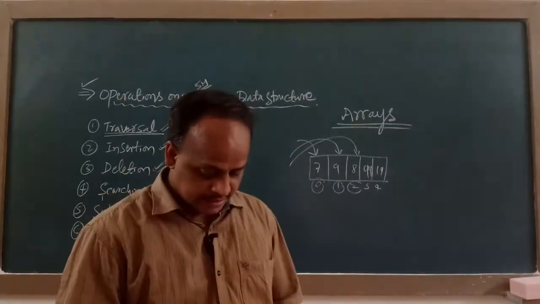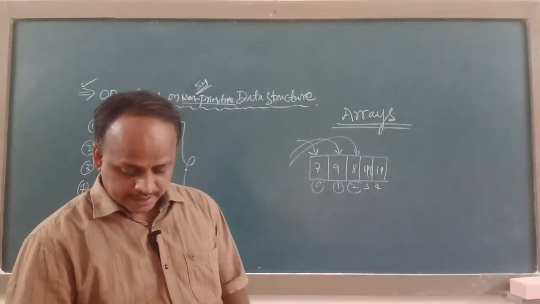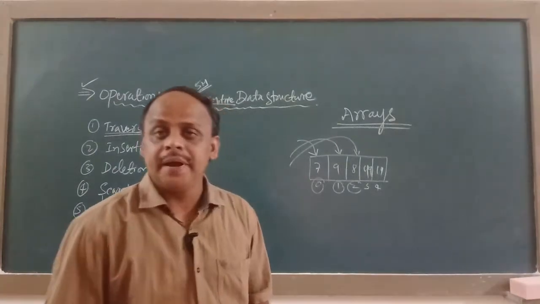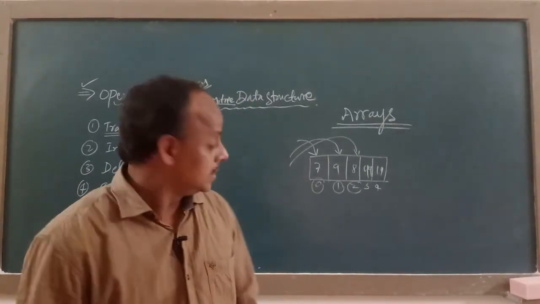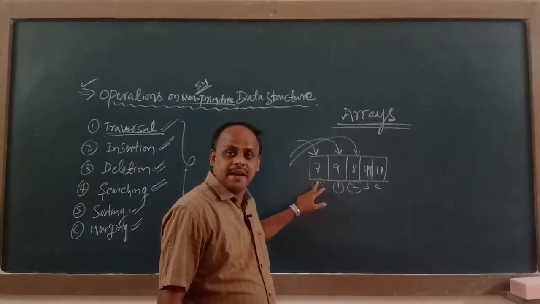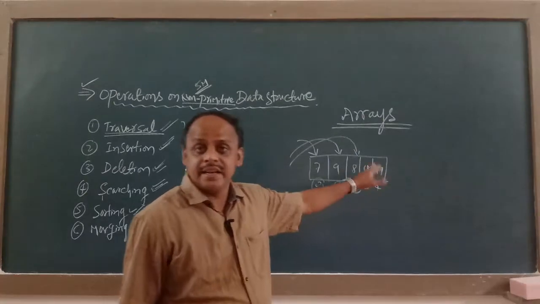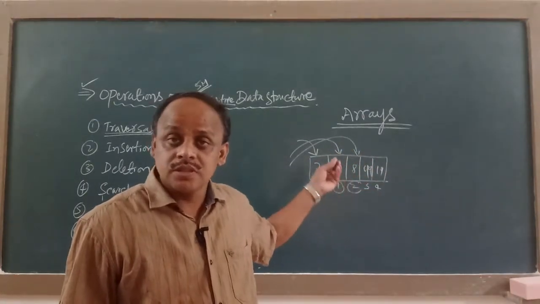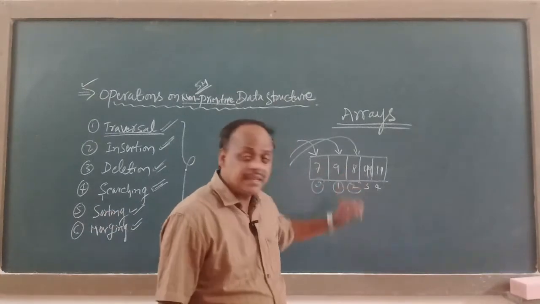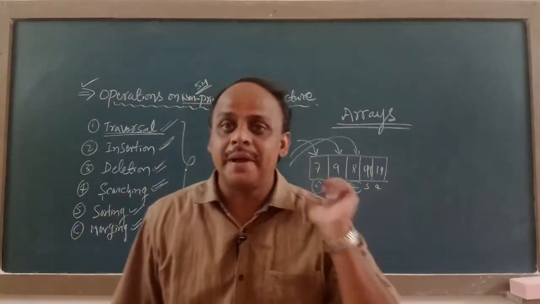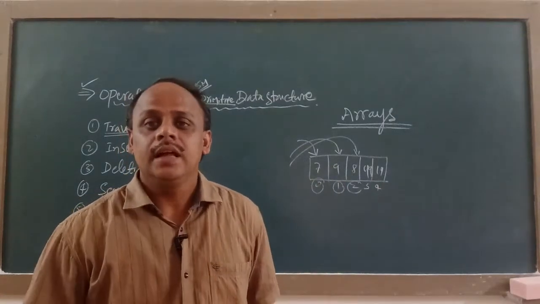The data items in an array are called elements. Suppose this is an array: here 7, 9, 8, 19, 99 are the data items. Each number in the array is considered an element.